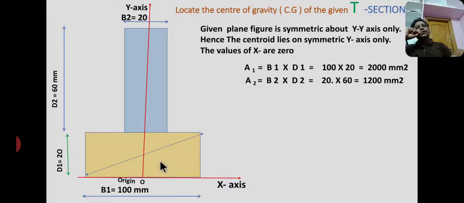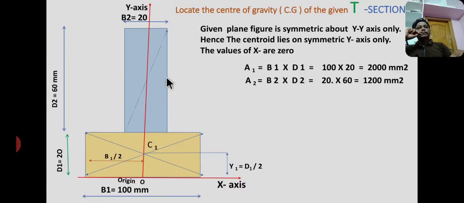Now I am drawing the diagonal lines to locate the individual centroids. That is, C1 is the centroid of the bottom rectangle, at a distance of base by 2 and height by 2. So this is y1, x1 equal to 0 because the centroid lies on the y axis. Therefore y1 equals d1 by 2, x1 equals 0.